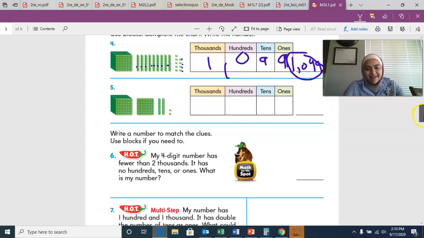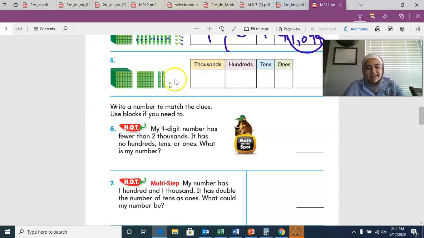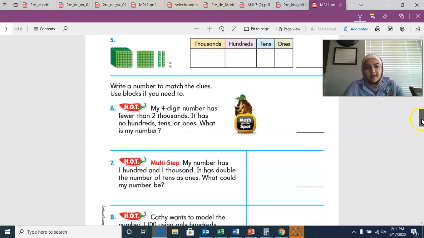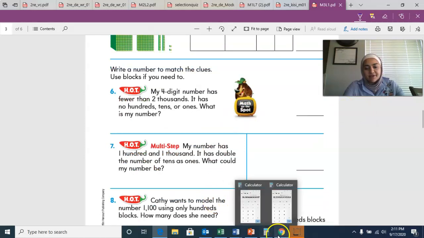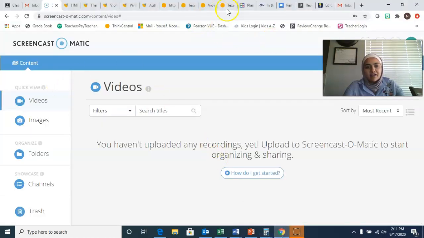Okay, anyway, 5 is pretty self-explanatory, easy. There's 1,000, there's 100, there's tens, and there's ones. Do that one on your own. Now, for number 6, let's go ahead and watch Professor Berger and see if he could help us out with that.